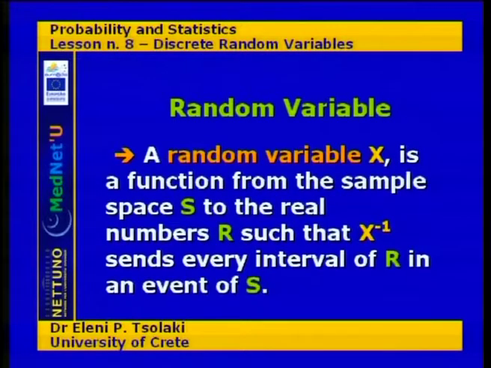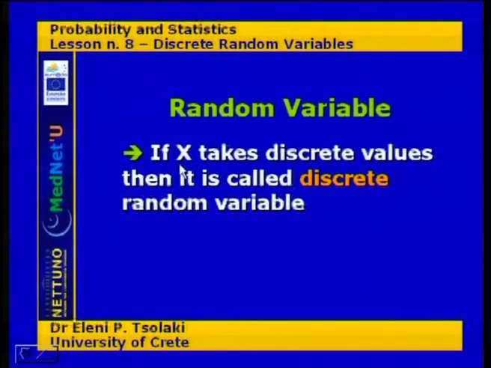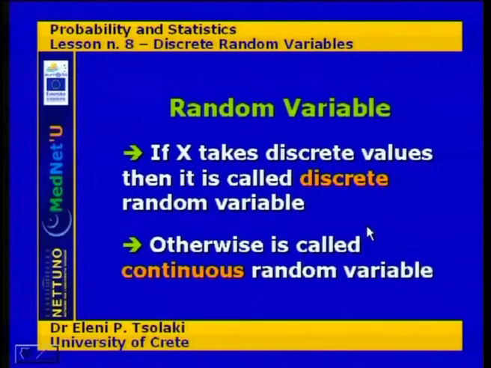The definition of the random variable is that a random variable x is a function from the sample space S to the real numbers R, such that the preimage of every interval is an event of S. Now, if x takes discrete values, then it is called a discrete random variable. Otherwise, it is called a continuous random variable.